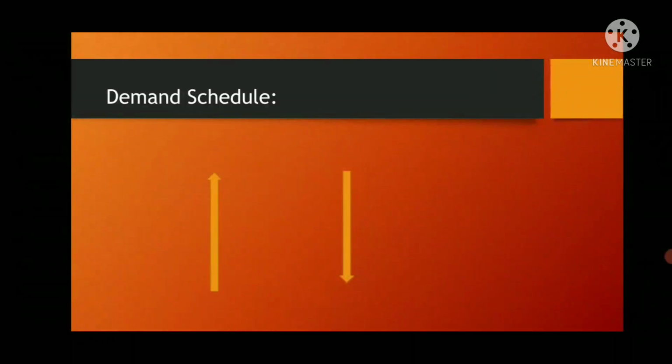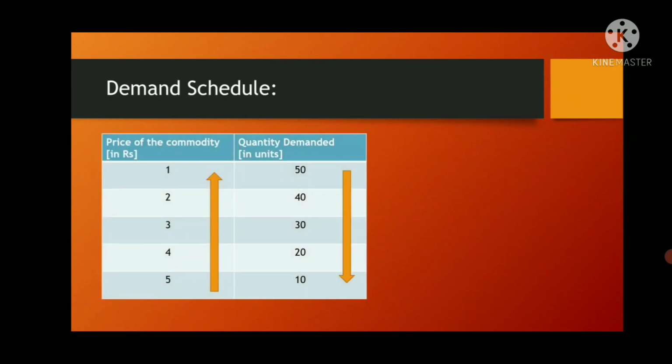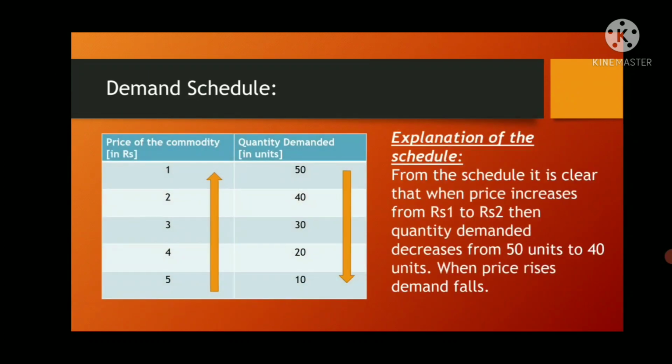To understand this in detail, let us have a look at the demand schedule, which is explained to us by Professor Alfred Marshall. Again you can see there are two columns, price of the commodity and quantity demanded. With the help of the arrow you will come to know that demand is decreasing and price is increasing. From this schedule what do we come to know? It is clear that when price increases from rupees 1 to rupees 2, then quantity demanded decreases from 50 units to 40 units. So this shows us an inverse relationship.